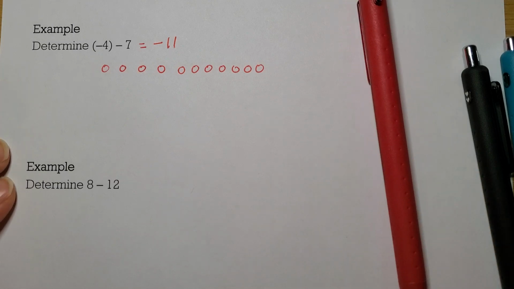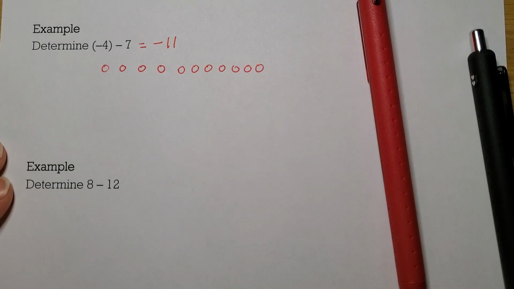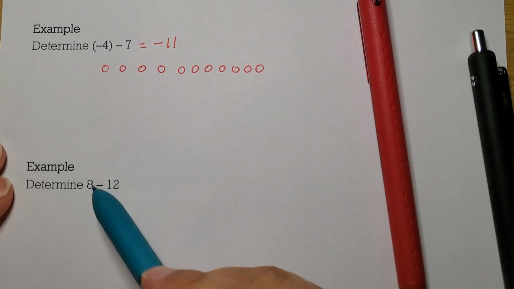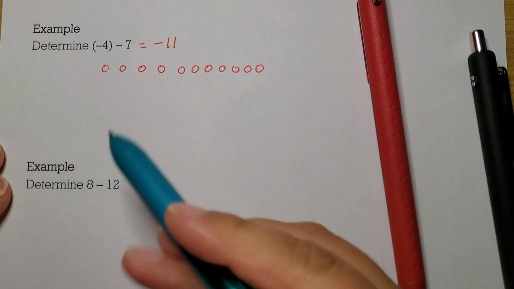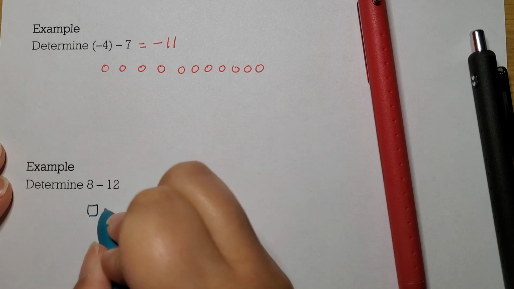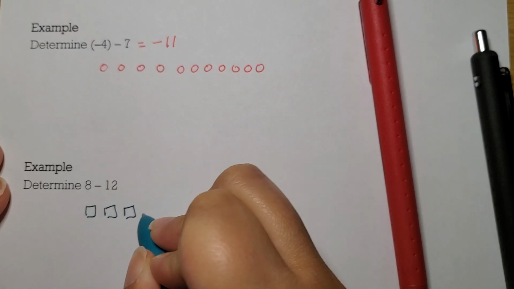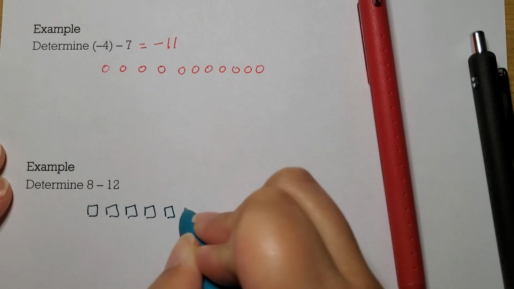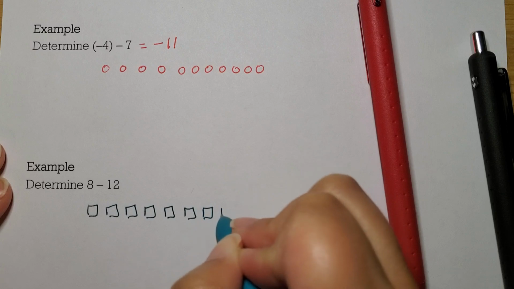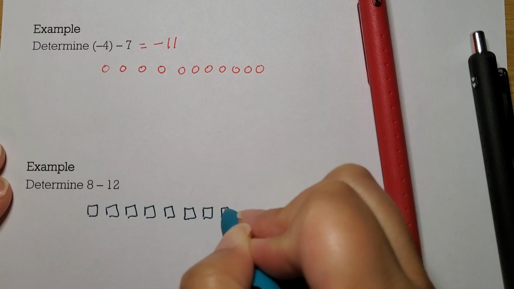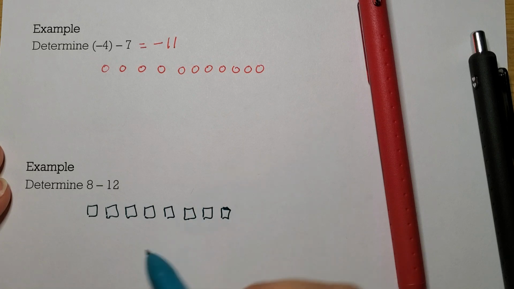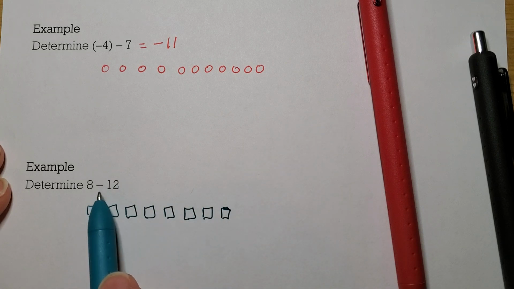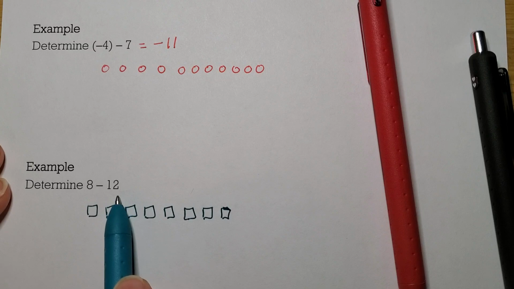All right, let's work on this last example here. I'm taking out my teal pen because we're starting out with 8 positive. So we're going to have 8 squares. Well, that's not really looking like a square, but you know the idea, right? So we've got our 8 squares, and then we're subtracting a +12.